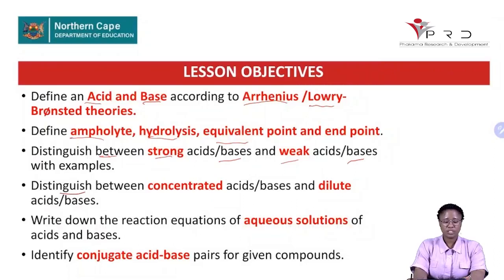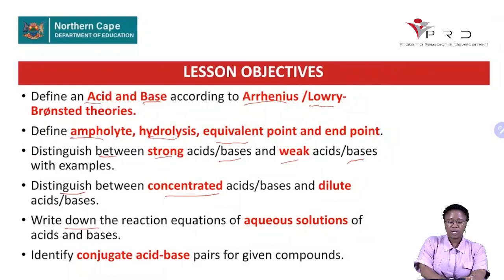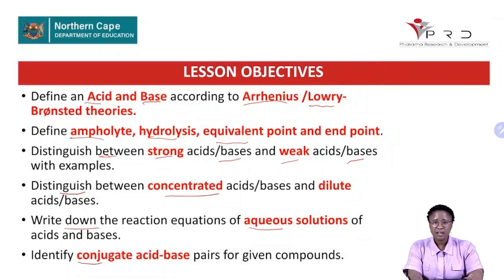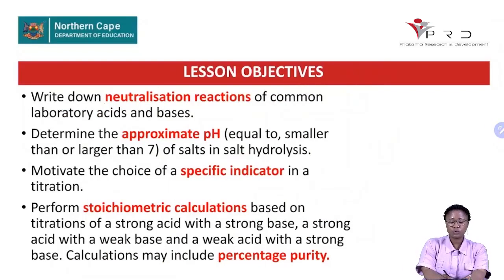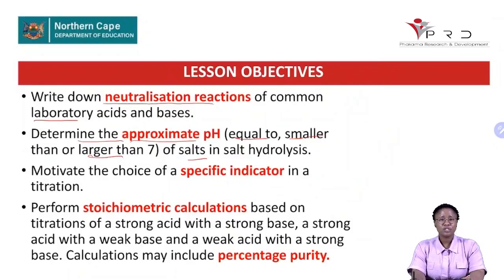You also should be able to distinguish between concentrated acids and concentrated bases, or dilute acids as well as dilute bases. You should be able to write down the reaction equations of aqueous solutions of acids and bases, and also identify the conjugate acid-base pairs for given compounds, right? You should also be able to write down neutralization reactions of common laboratory acids and bases, and determine the approximate pH, which could be equal to, smaller than or larger than 7, of salt and salt hydrolysis.